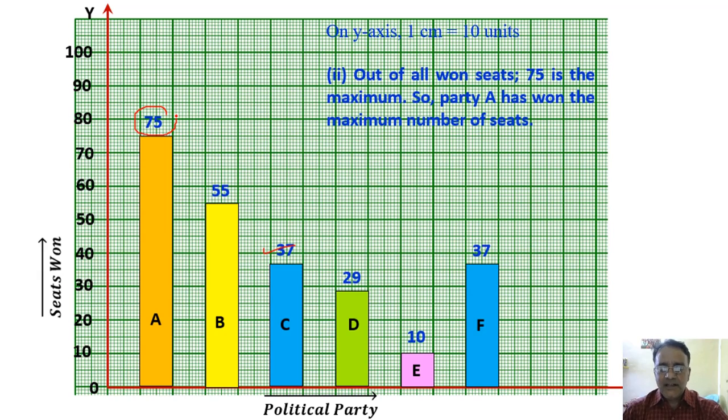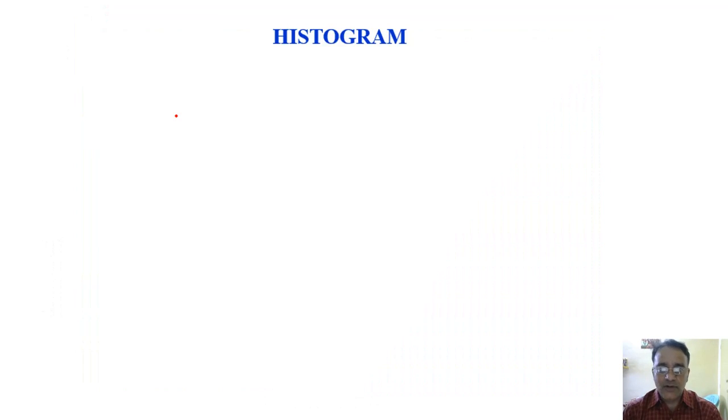Now we'll start the explanation of histogram. Histogram is also like a bar graph, but it is for class interval. Okay, class interval, and that is also exclusive form, it should be continuous form. If it is not continuous form, we have to make it continuous form.